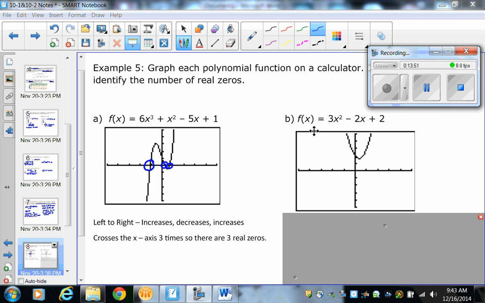For B, if you type in your calculator under y equals 3x squared minus 2x plus 2, you will get a graph that looks like this. So as far as the description of the graph, what is it doing as you read it left to right? We go down and then we go back up. So we can say it decreases and then increases. And if we look at this, it never crosses the x-axis, therefore there are no real zeros.